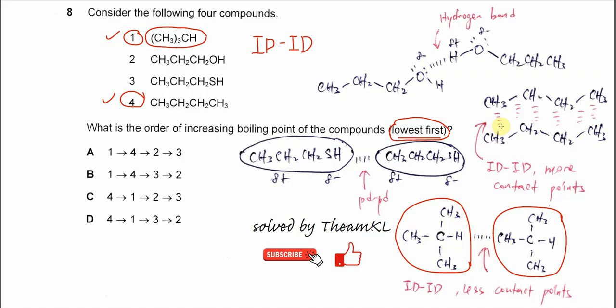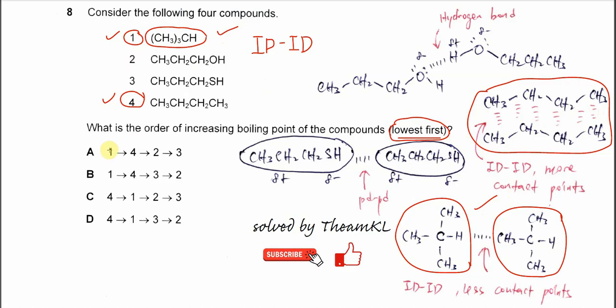For the isomer, the last compound, because we know that it's a straight chain, okay, here, these two. Because the structure is a straight chain, we know that it can have more contact points between these molecules. When there are more contact points between molecules, it means the ID is stronger. So therefore, the lowest boiling point must be the branched molecule, means the first one.